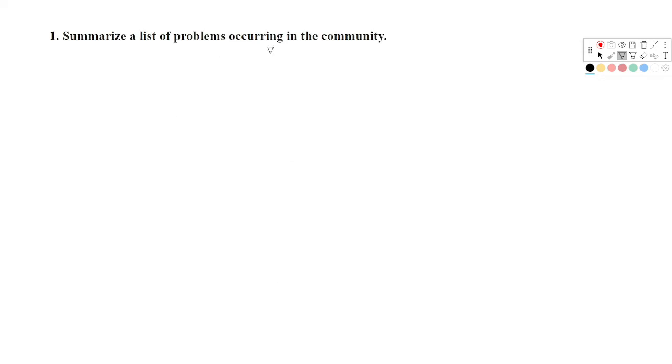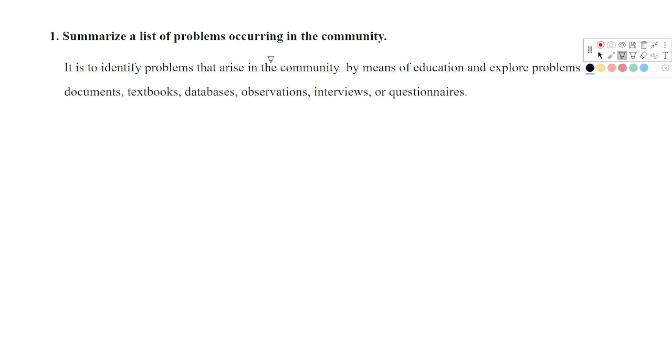So summarize a list of problems occurring in the community. And this is to identify the problems that arise in the community by education, and explore problems from documents, textbooks, databases, observation, interviews, and questionnaires. Now, what this basically means is how you collect information about what is a problem in the community, and what are the ways to collect that information. And you do that by means of education.